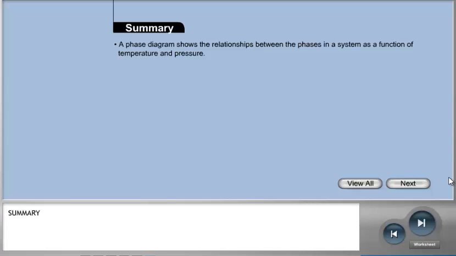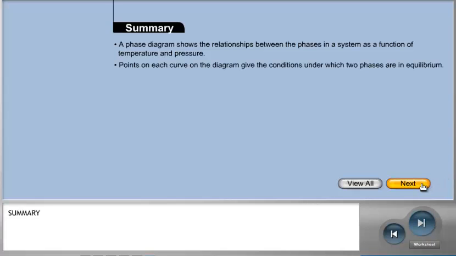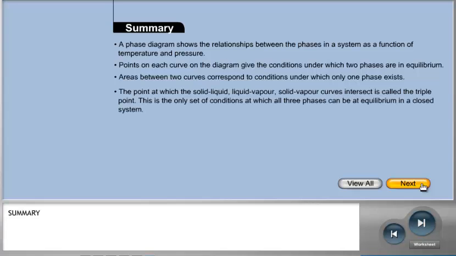Summary: a phase diagram shows the relationship between the phases in a system as a function of temperature and pressure. Points on each curve on the diagram give the conditions under which two phases are in equilibrium. Areas between two curves correspond to conditions under which only one phase exists. The point at which the solid-liquid, liquid-vapor, solid-vapor curves intersect is called the triple point. This is the only set of conditions at which all three phases can be at equilibrium in a closed system.